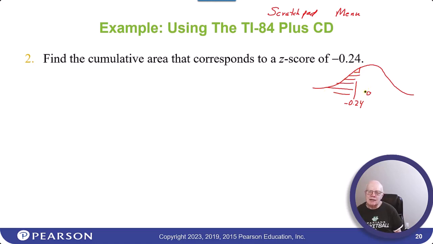Now notice right off the bat, this is not as much as half. It's going to be less than half. So if you have gotten your results from the table or from your calculator and it's not less than 0.5, you've made a mistake. Go back and try again. So how's it go? Normal CDF.